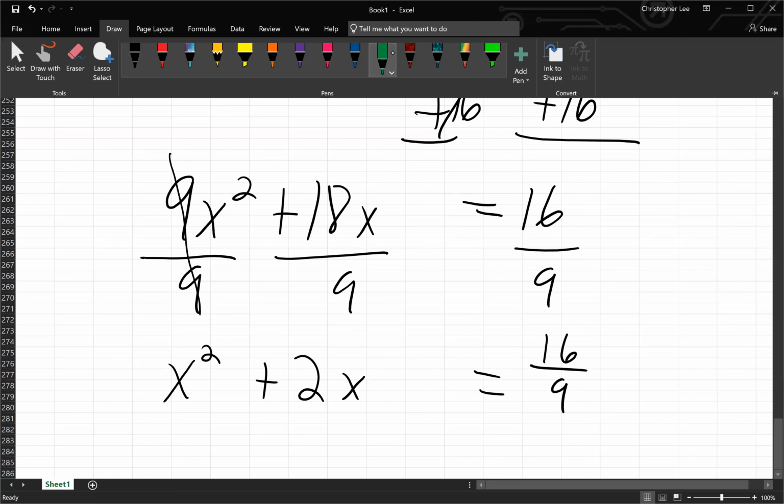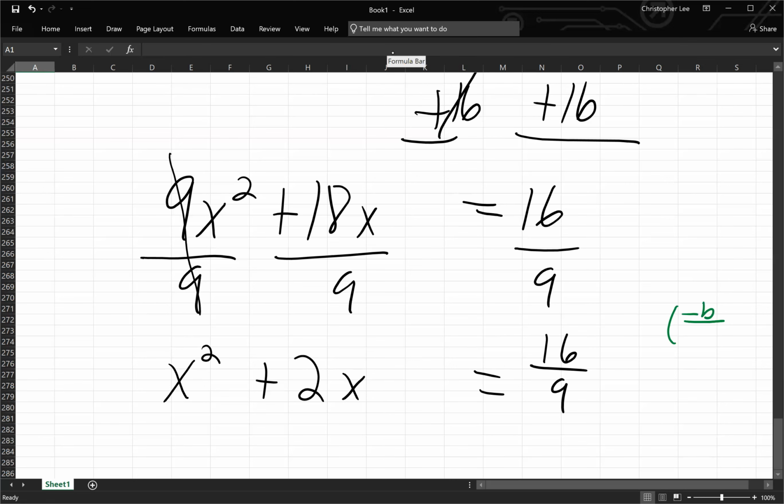We have negative b over 2a, squared. Just going to plug that in. So it's going to be negative 2 over 2 times 1, squared. So what's that? Negative 1 squared, so that's positive 1. And then I'm going to add 1 to both sides.